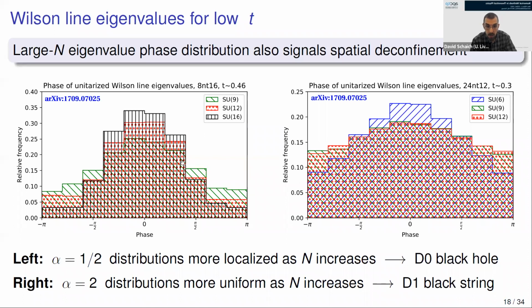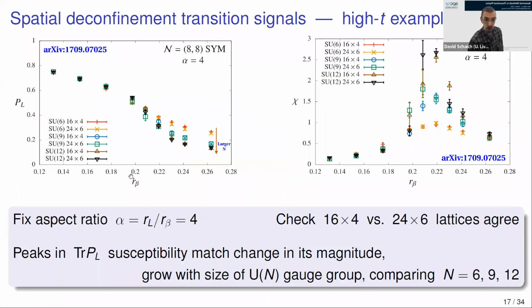So the plots on here are showing the two different behaviors that we can have for the eigenvalues of the spatial Wilson line, depending on the phase that we are in. On the left, we are looking at a small aspect ratio, so an 8 by 16 lattice at a lower temperature, T about 0.5, that on this plot would correspond to an R beta of 2, so well beyond the low temperature limit relevant for the large aspect ratio.